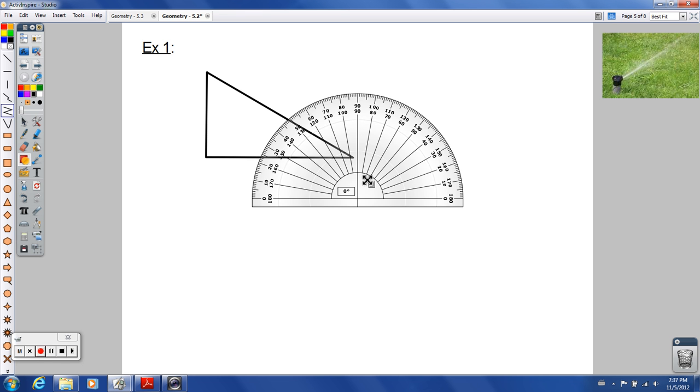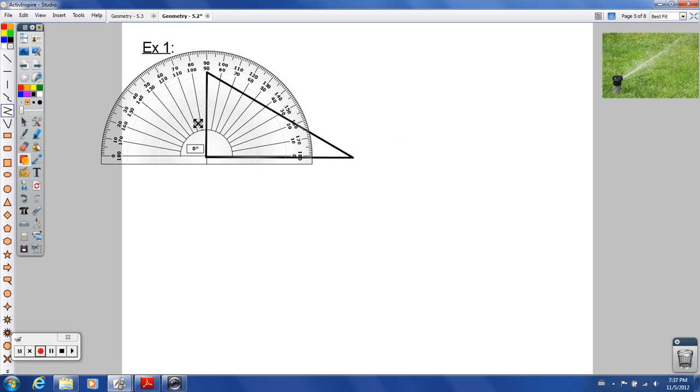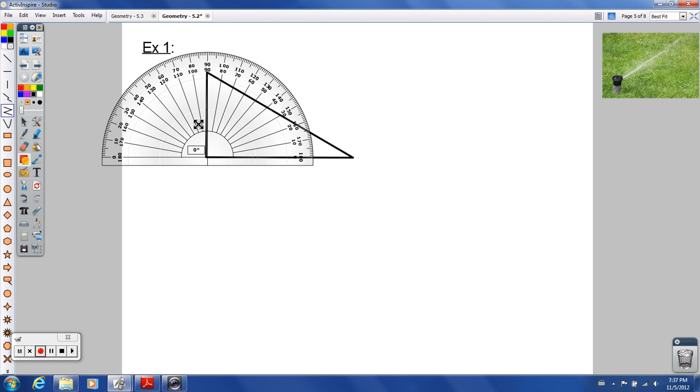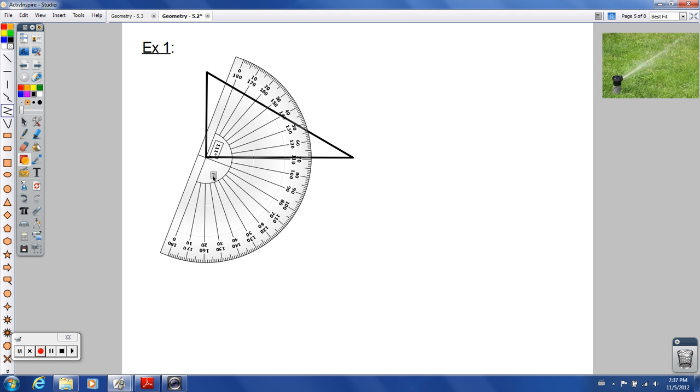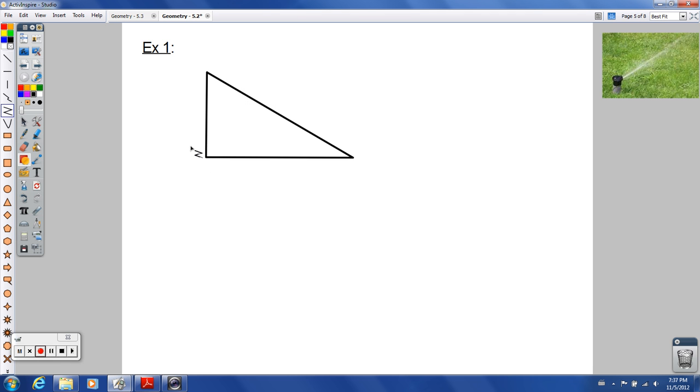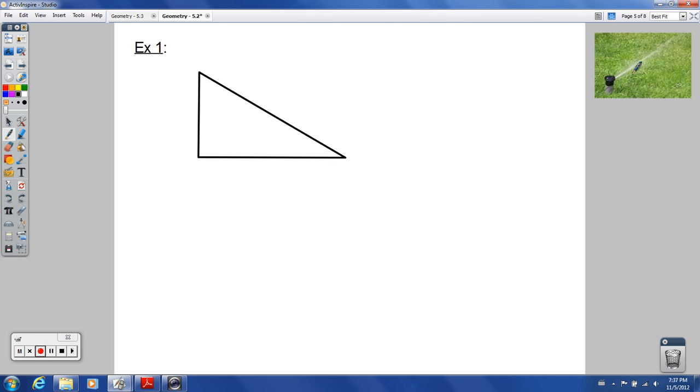I'll just verify that this was done well here. If I line that up, it's pretty darn close to 90 degrees right there. So that looks quite good to me. That looks like it'll work out just fine. And so from there, I'm going to ask this question. We've got a picture of sprinklers over here, and we're going to talk about sprinklers in this one. So a practical problem.